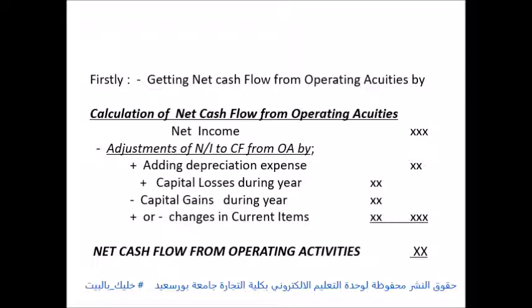How? By three steps. Step 1, calculation of net cash flow from operating activities. Take the net income and then adjust it by adding depreciation, adding capital losses, subtracting capital gains, adding or subtracting changes in current items. The final figure would be net cash flow from operating activities. That is the result of the first part.